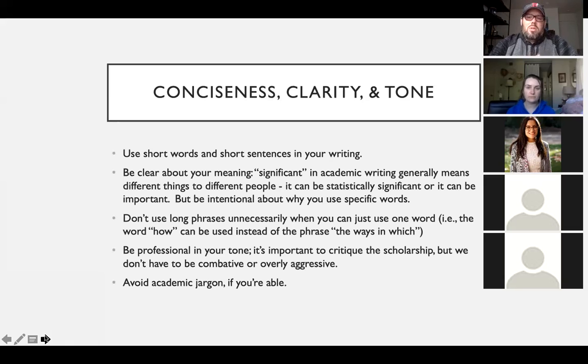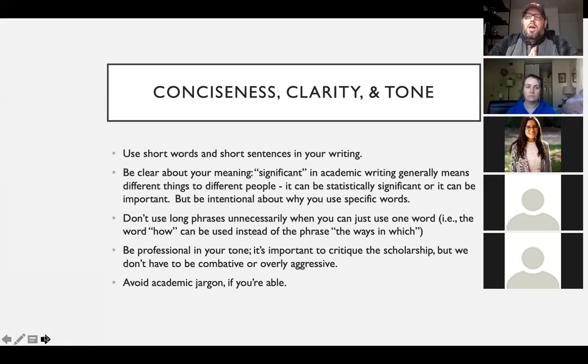Additionally, you don't want to use long phrases unnecessarily when you can just use one word. And an easy one for this is a lot of times we might use the phrase "the ways in which" in our writing, but instead of using "the ways in which," really, we could just use "how." That's essentially the same thing. So again, trying to go for the most concise is oftentimes the better way of doing that.